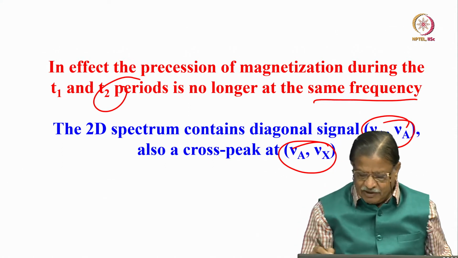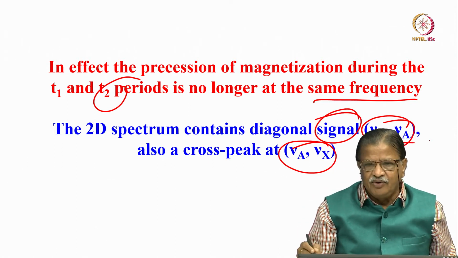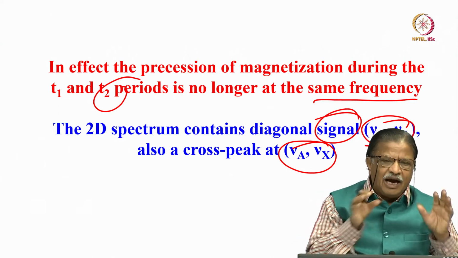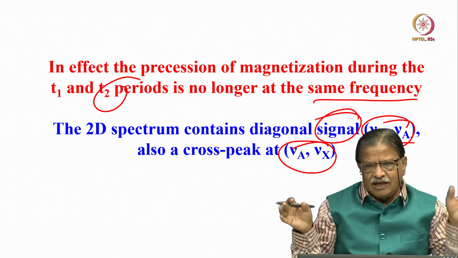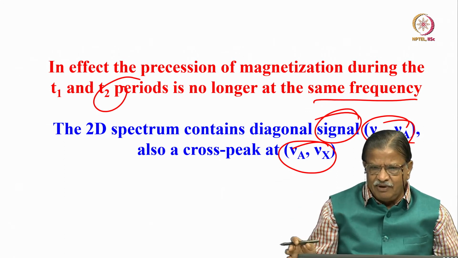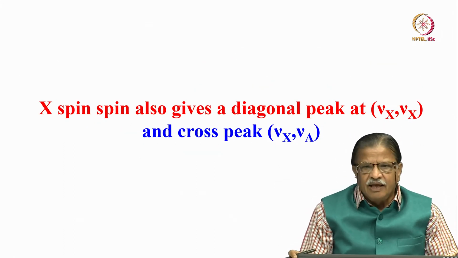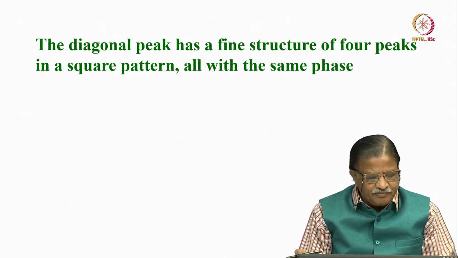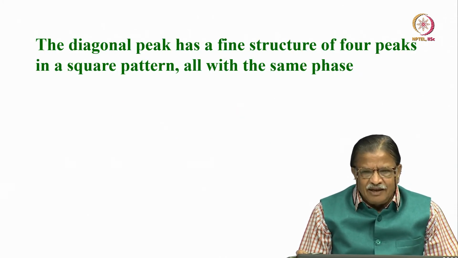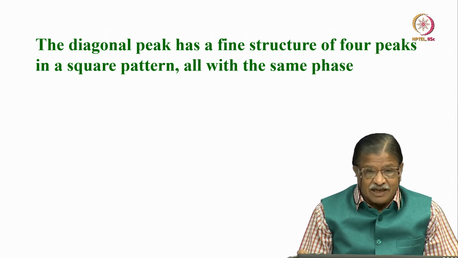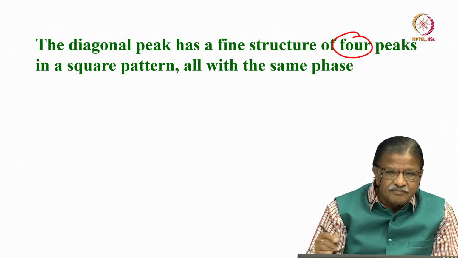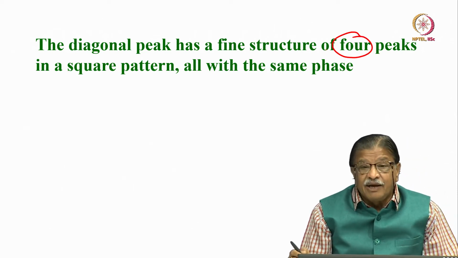The 2D spectrum contains a diagonal signal nu A and nu A for spin A, nu x and nu x for spin X, and nu A and nu x and nu x and nu A are the cross peaks at their respective chemical shifts. So, X spin also gives a cross peak and also a diagonal peak. The diagonal peak has a very interesting structure. It has a fine structure of 4 peaks. Why? Because it is J coupled.